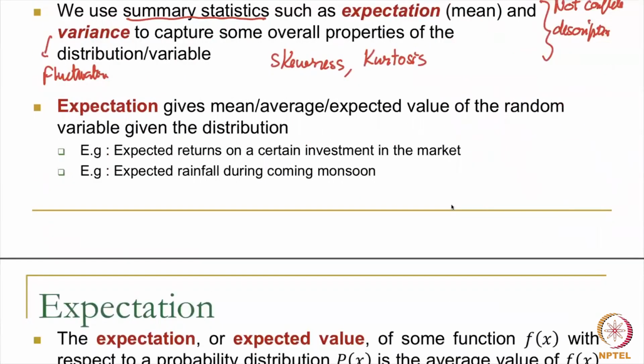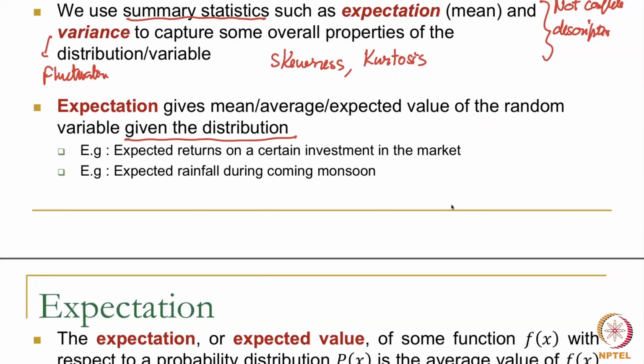Now, what is the expectation? The expectation gives you the mean, average, expected value of a random variable given the distribution. So this is important. If you knew the full distribution, you could calculate the expectation. But as you will see, well, I will not discuss this in too much detail. That would belong to a full course in statistics. You will not have the full distribution. You will have only some samples of the distribution. So samples, like I said, give the mean, and the distribution gives the expectation.